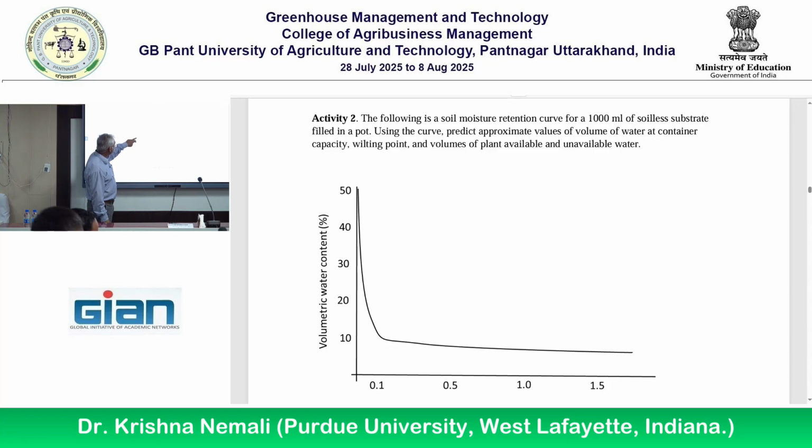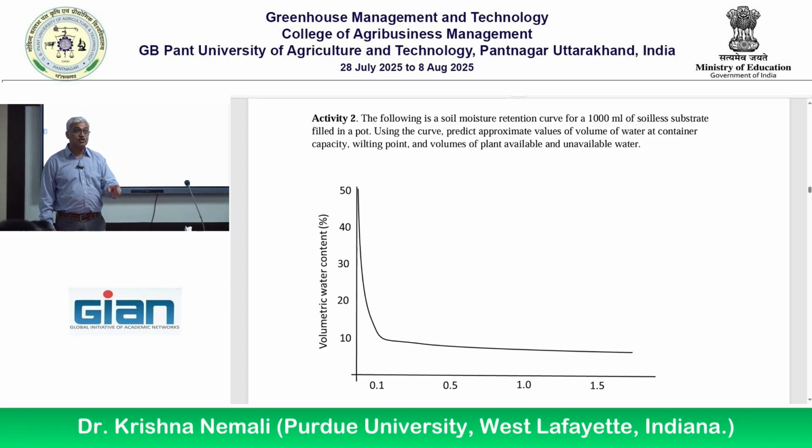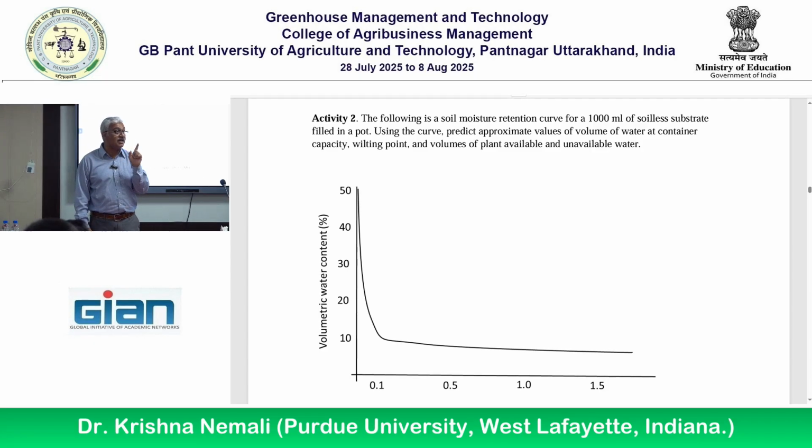Second thing, what are the units of this y-axis? Percentage. Percentage of what? What is the container volume? 1000 ml. Remember that. I'm just giving you how to calculate wilting point here, but you can calculate the rest of the things. What is wilting point? What did I say? Wilting point is at 1.5 megapascals, right? You draw a straight line that is kind of what? 9 or 10, right? So 9% of what? 1000. What is that number? 90 ml. So how much water is there at wilting point?